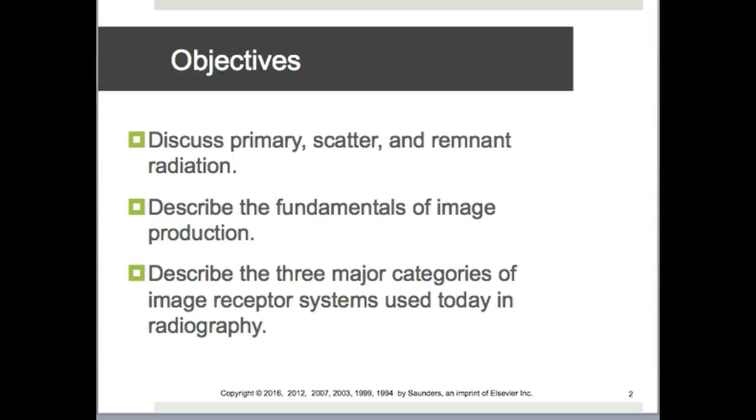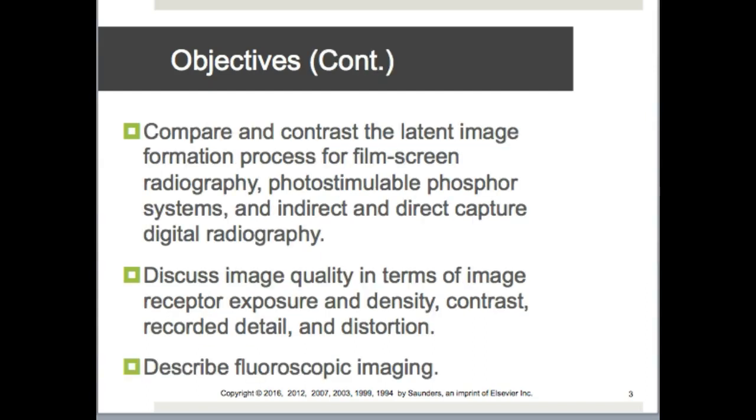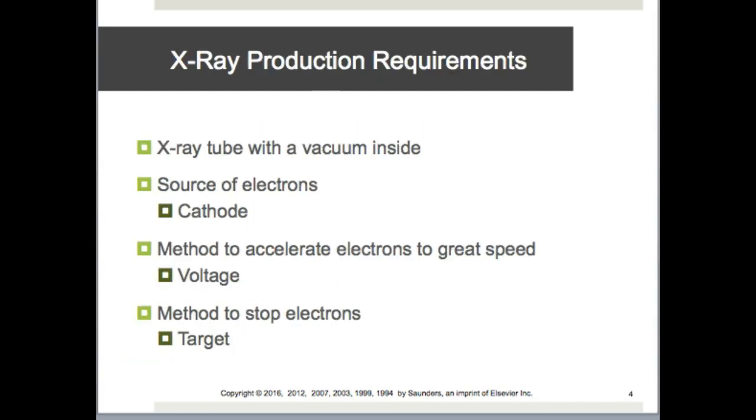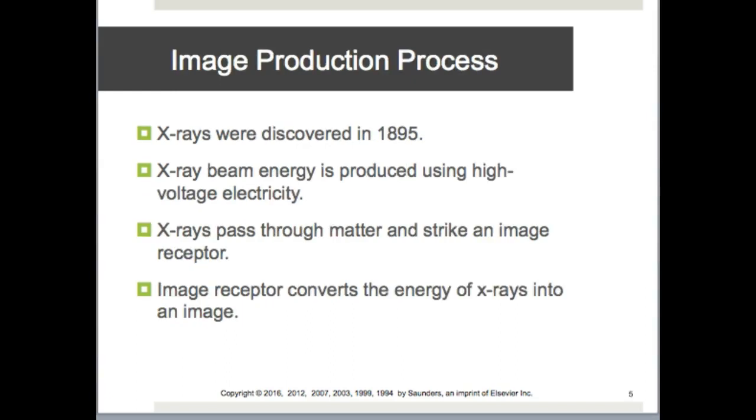So you have a lot of objectives here. Make sure you can answer the objectives. And we're going to jump right into X-ray production requirements, which you should already know. We need to have a vacuum tube. We need a source of electrons, which is our cathode, and a method to accelerate the electrons, which we use voltage to do, and a method to suddenly decelerate or stop the electrons, which is our target.